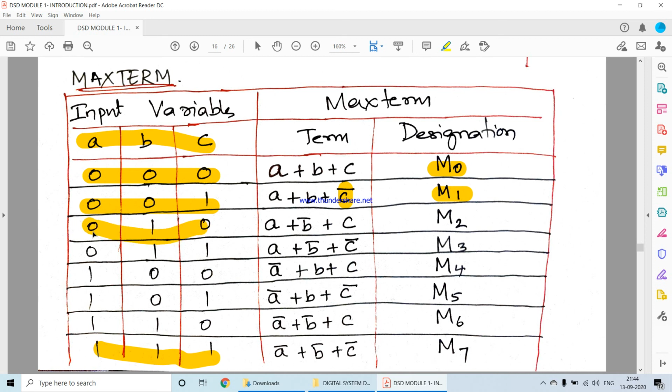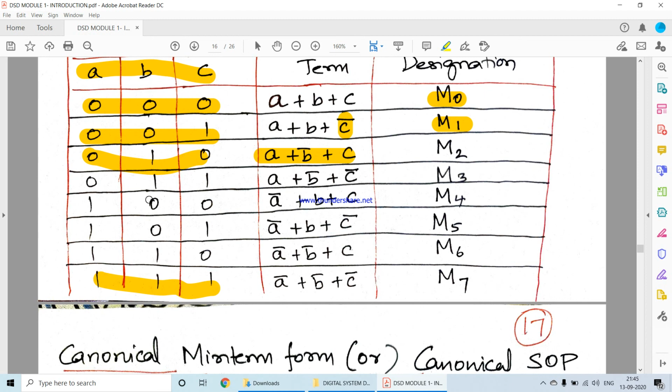0 1 0: A plus B bar plus C. That is what. Similarly, A is 0, therefore A, BC is 1 1. Therefore A plus B bar plus C bar. I'm sorry, A is 1. Therefore A bar plus B plus C. That is what in max term.